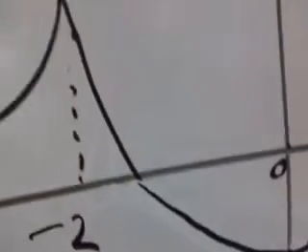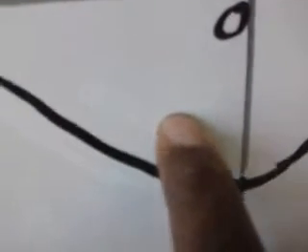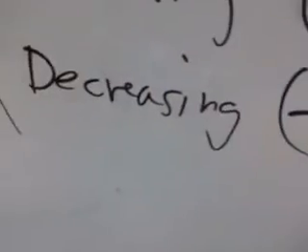The next interval is negative 2 to 0. If you look at that interval, you'll see that the graph is going down, it's falling, it's getting lower and lower. That means that the graph is decreasing in that interval between negative 2 and 0.